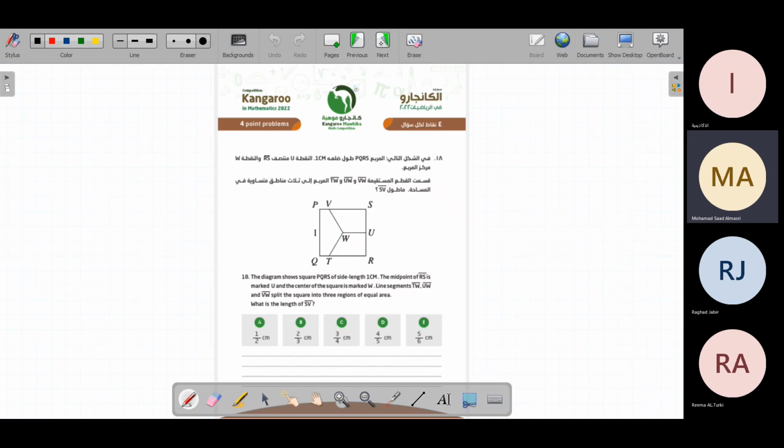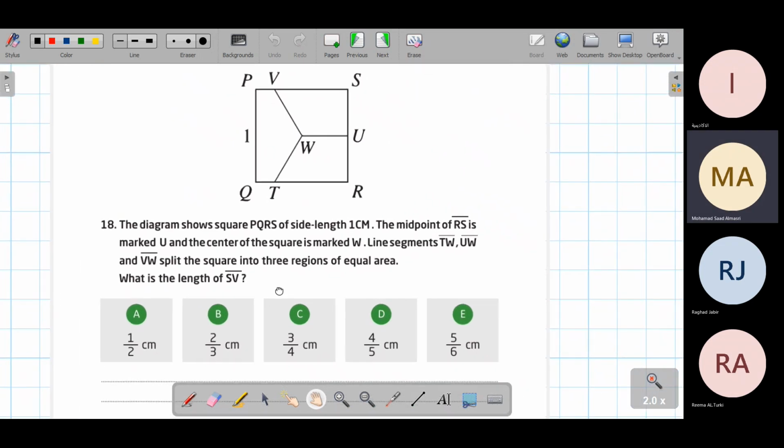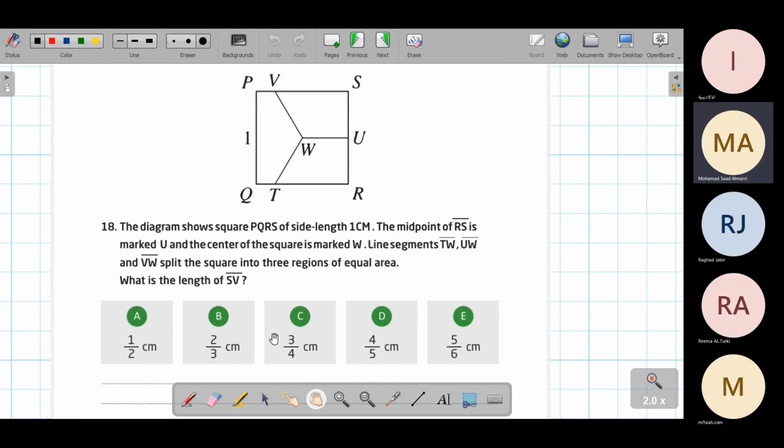Next page. Let's see this part. Read carefully this question. I will give you 2 or 3 minutes to read carefully the given, and we start solving this question.